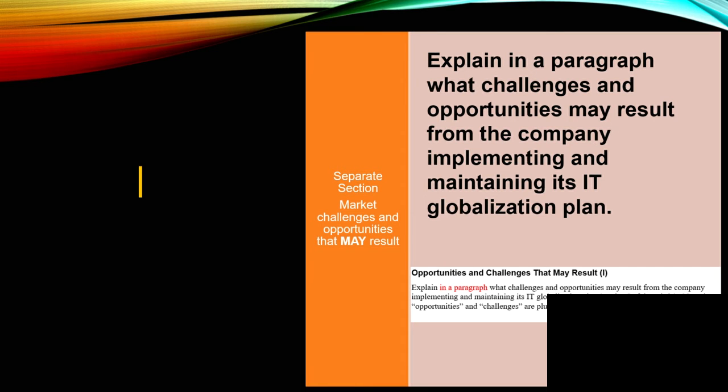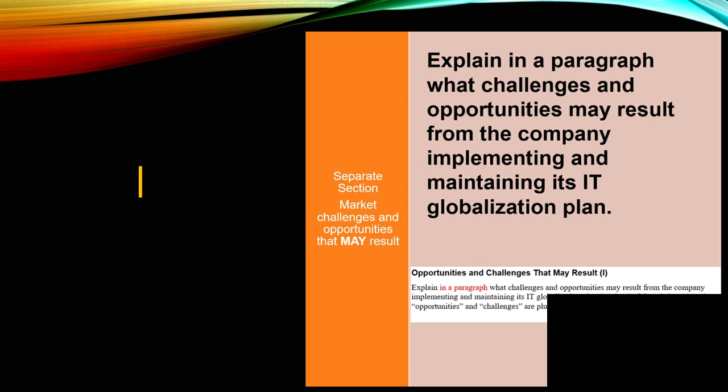The next section is I. It's going to be in a similar format to H, so it is a separate rubric section, and it's the market challenges and opportunities that may result. So slightly different than H. I will tell you that these two do get confused a lot because there's just this minor difference, and if you pay attention to the difference, you'll see how to do these.